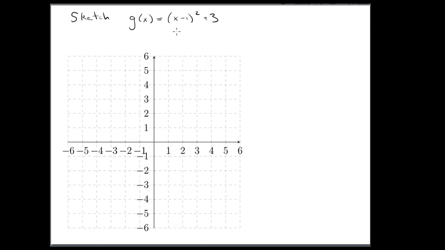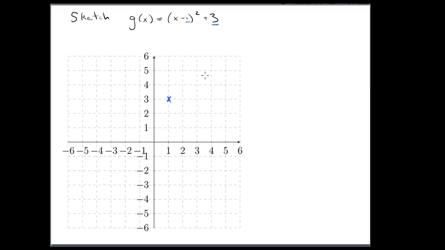If I have a parabola that's in standard form, sketching it's pretty easy. The vertex is at 1, positive 3. So I go over to 1, 3, and I find that. That's going to be my vertex.